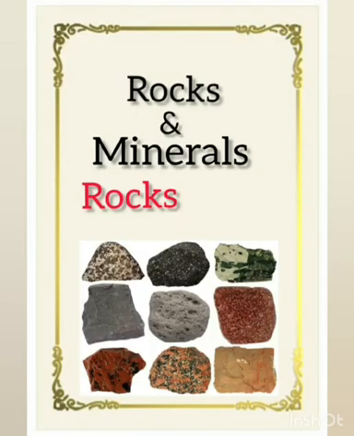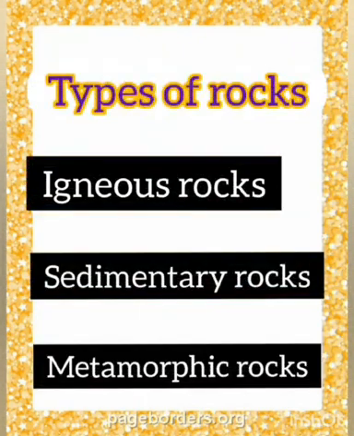Rocks and minerals. The Earth's crust is made up of different kinds of rocks. What are rocks? Any natural mass of mineral matter that makes up the Earth's crust is called rock. Rocks can be of different color, size and shape. There are three major types of rocks. They are igneous rocks, sedimentary rocks and metamorphic rocks.